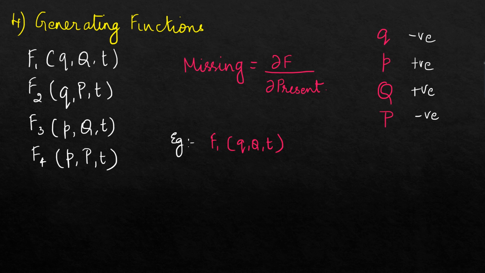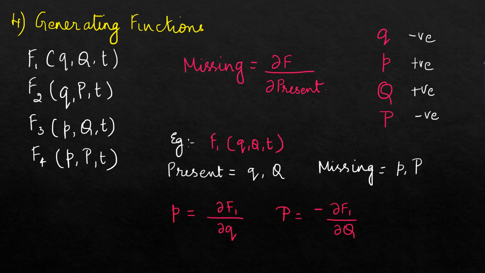I say that F1 depends on q, Q, and t. So the present are small q and capital Q, and the missing are small p and capital P. Using this formula, I can write that p is dF1 by dq, and here the missing is capital P and dF1 by dQ is present, and it has a negative sign because I have given P to be negative. So I hope this is easy for you.